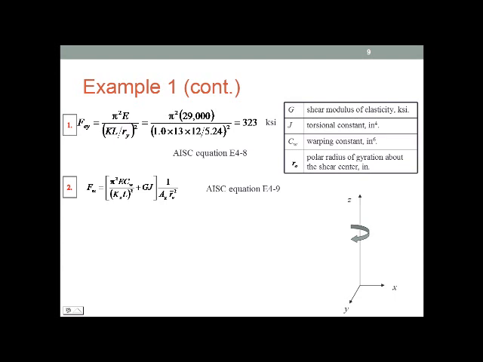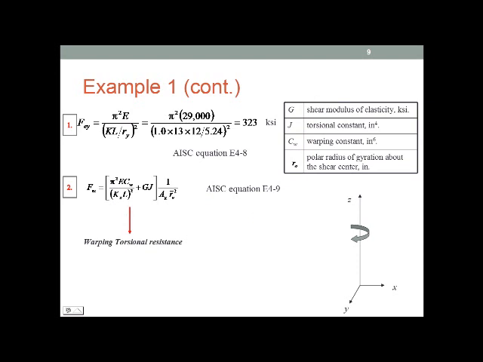Step 2. Calculate Fez using equation E4-9 found in the AISC specifications, where G is the shear modulus of elasticity in ksi, J is the torsional constant or polar moment of inertia in inch to the power 4, Cw is the warping constant in inch to the power 6, and r0 bar is the polar radius of gyration about the shear center in inches.